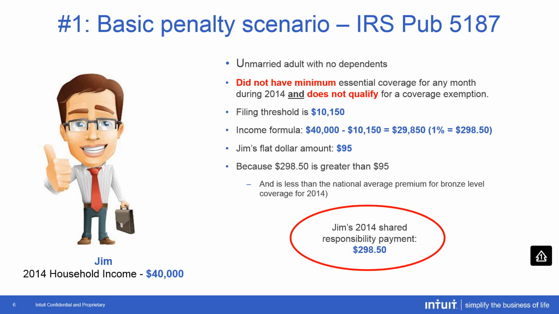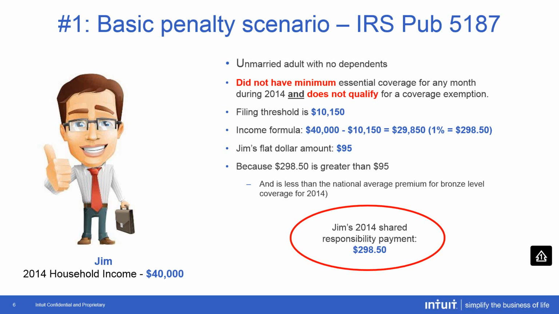So first off, we have use case number one. It's going to be a basic penalty scenario taken from IRS Publication 5187. I'll give you the facts, but then we'll go through the results in the product. We have Jim, who is an unmarried adult with no dependents, did not have minimum essential coverage for any month during 2014, and does not qualify for coverage exemptions. For 2014, Jim's household income was $40,000, and his filing threshold was $10,150.